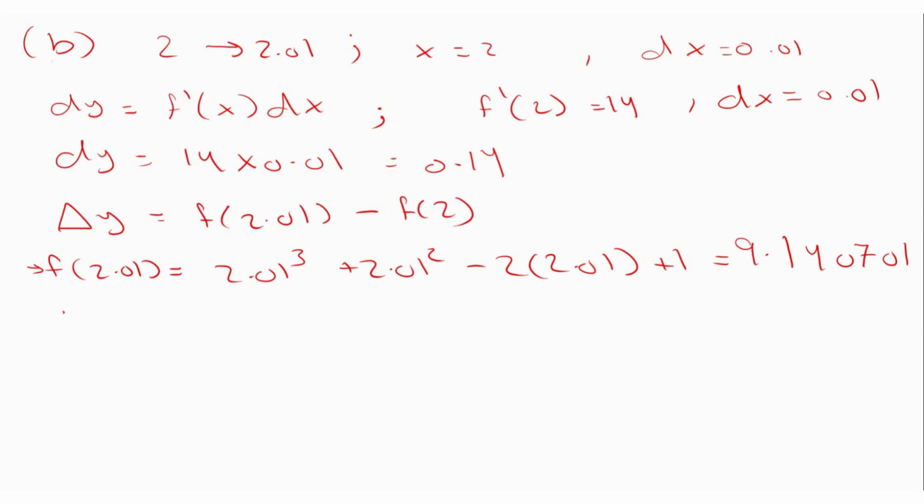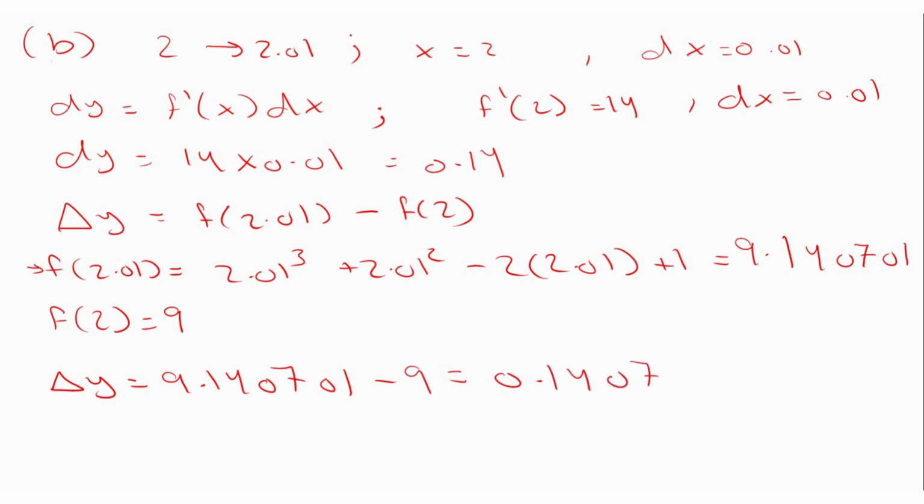9.140701. And f at 2, we found before, we got 9. Now delta y is going to be 9.140701 minus 9, and this will be 0.140701. In this case, we can see also that delta y was greater than dy, because dy was 0.14 and delta y was 0.140701, and the change is slightly different. It's not a huge difference.